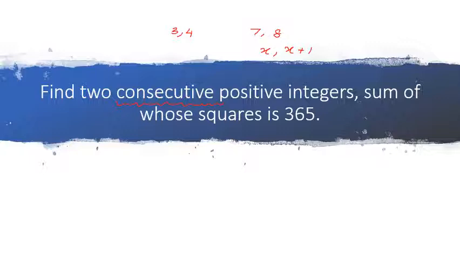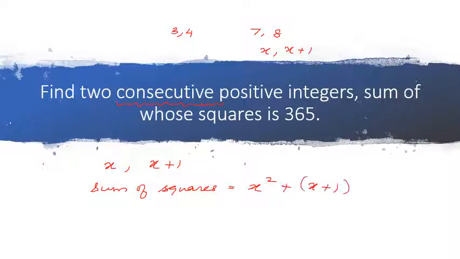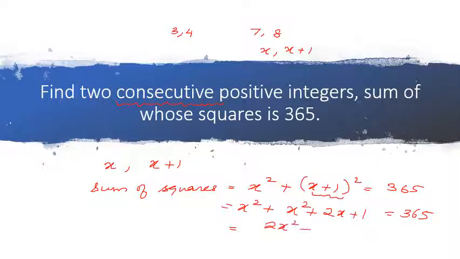Now the sum of these consecutive positive integers, the sum of whose squares is 365. So let the consecutive numbers be x and x plus 1. Then the sum of their squares will be x square plus x plus 1 whole square. It is given as equal to 365. Now if you expand it, this is of the form a plus b whole square, so you get a square plus 2ab plus b square is equal to 365. So you get 2x square plus 2x plus 1 is equal to 365.